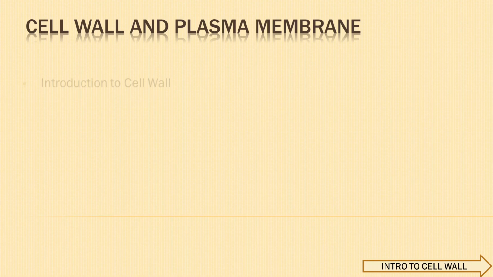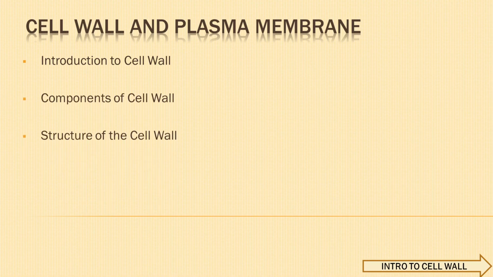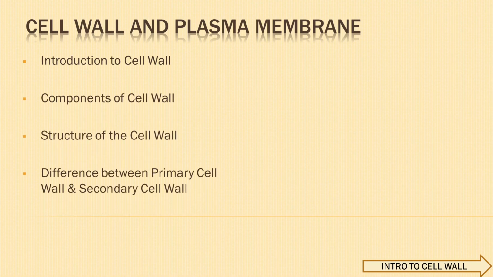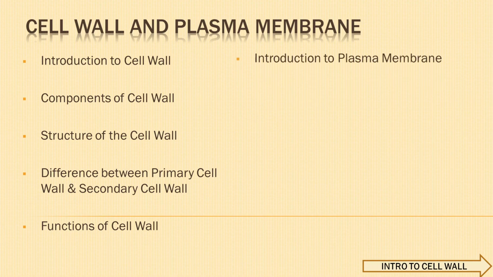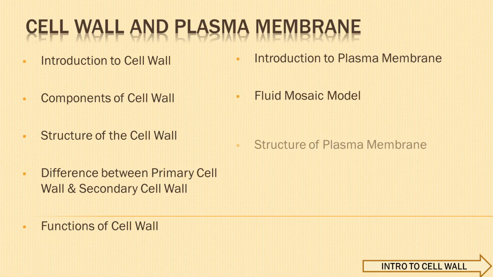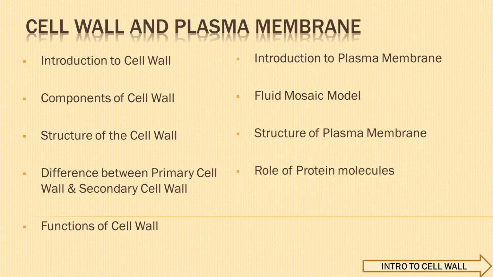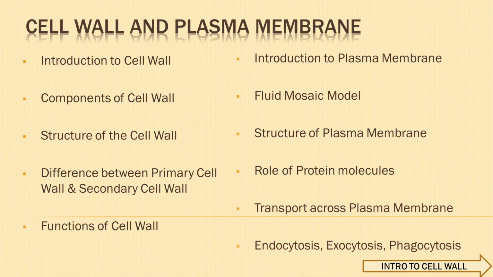Today, we will learn together about cell wall, its components, its structure, differences between primary cell wall and secondary cell wall, and also functions of cell wall. In addition, we'll study plasma membrane, fluid mosaic model, structure of plasma membrane, role of protein molecules, transport across plasma membrane, and certain terms like endocytosis, exocytosis, phagocytosis.